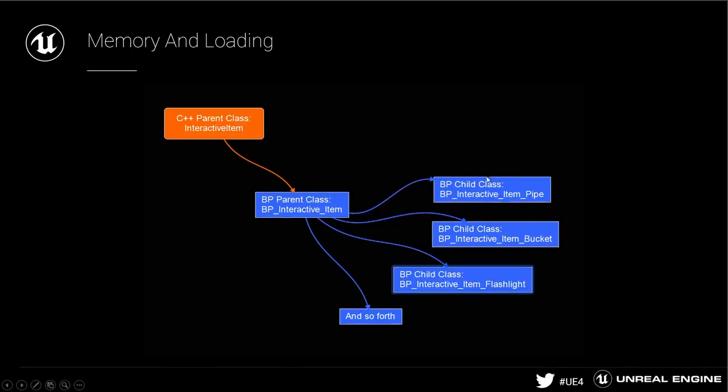And by having the content references in separate child blueprints, if a level needs a pipe, it will only load this blueprint. The functionality might still be here, but the content references, the materials, the meshes, are only in this blueprint. They're only going to be loaded when the level needs that particular item. Right now, when I load a level in my game, it loads every single item you could possibly have, and all the assets along with it.